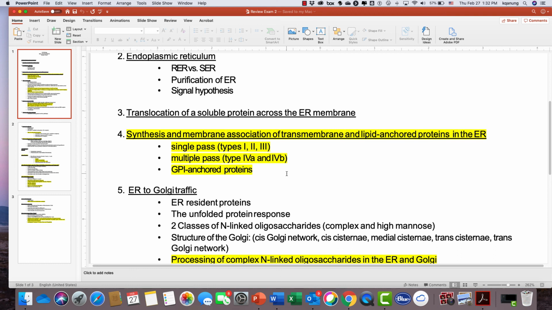But one of the things that most people struggle with is these particular sequences and what they mean. You will have two different types of sequences. One is a signal anchor sequence, and then you will have an STA, which is a stop transfer sequence. Mainly these are the two things that are very important. So what do these different things mean?